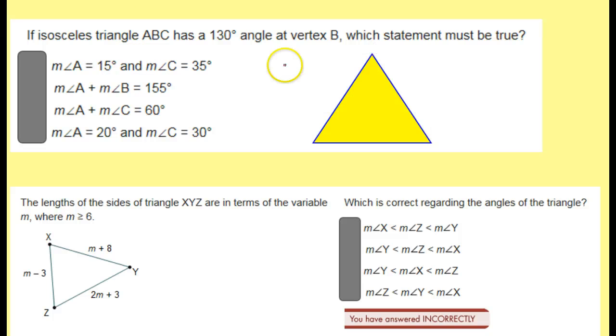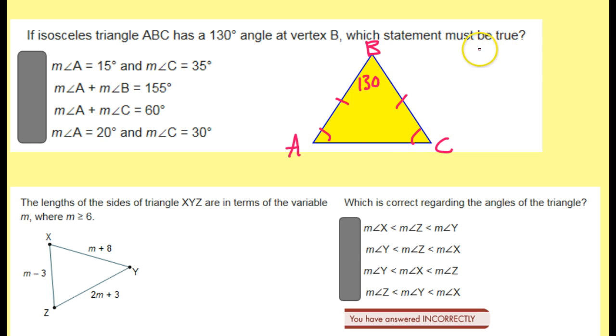Anyway, so here we have an isosceles triangle. That means these sides are the same and these angles are the same. So this is triangle A, B, C. So angle B up here is 130 degrees. Now what must be true? Let's go ahead and figure out what angle A and C must be.